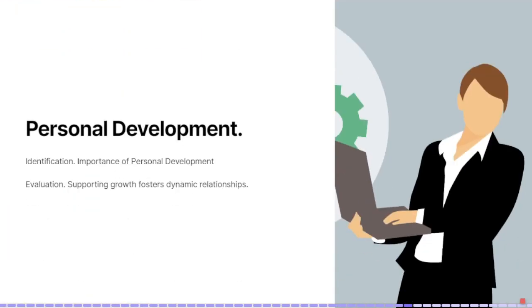And this is what we mean by what we said earlier about personal development. The relationship should inspire individual growth for each member of the group or the community. Supporting the growth of each member of the community ensures a dynamic relationship.